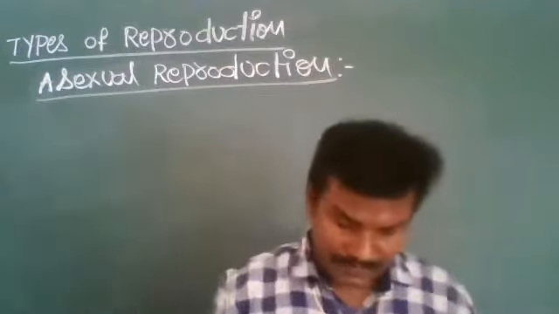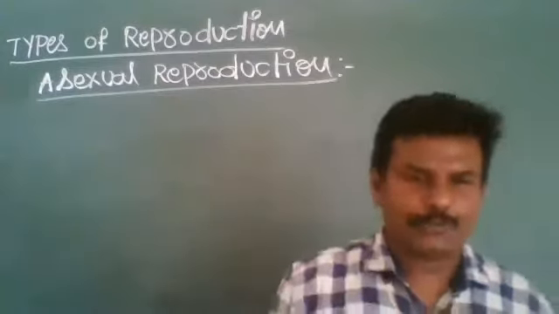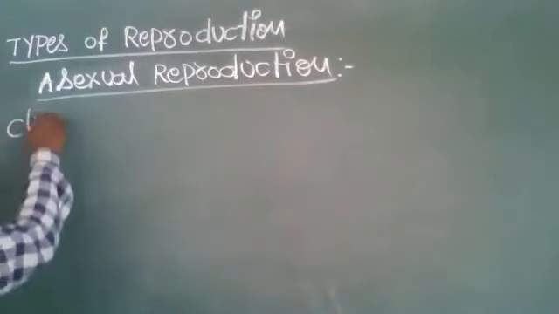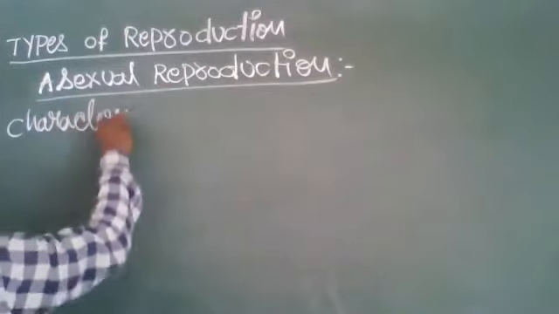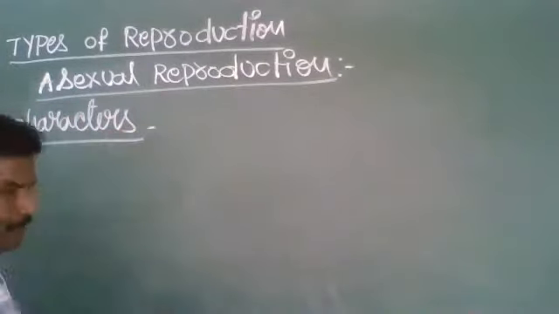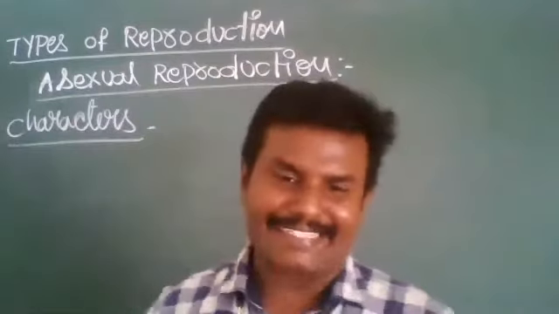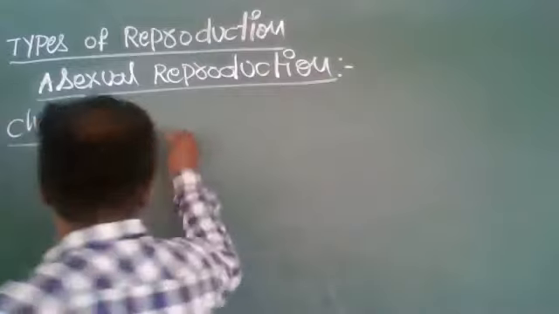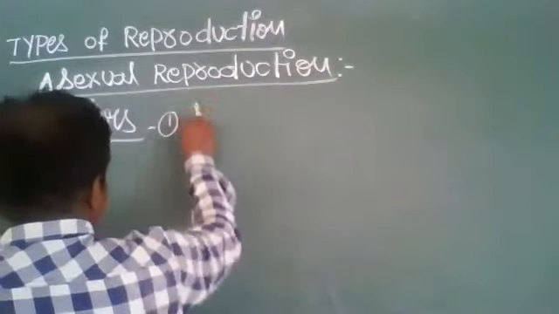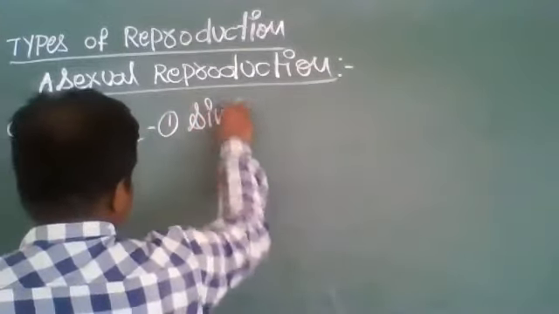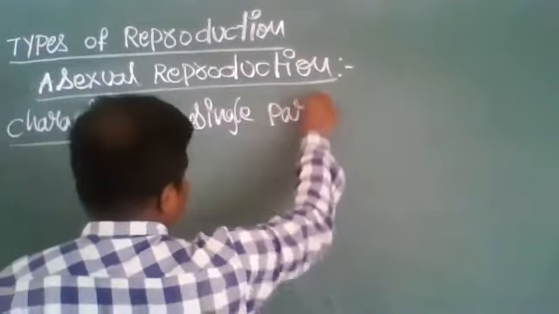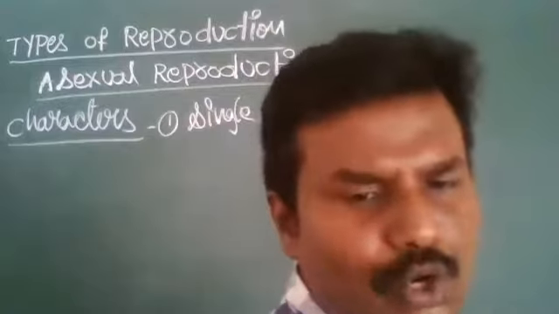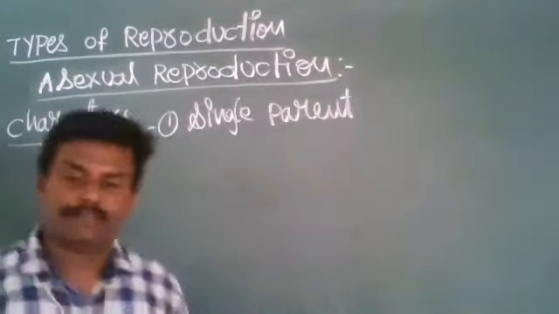Asexual reproduction. Characteristics of asexual reproduction. In this one, a single parent is involved. In asexual reproduction, only a single parent is involved.